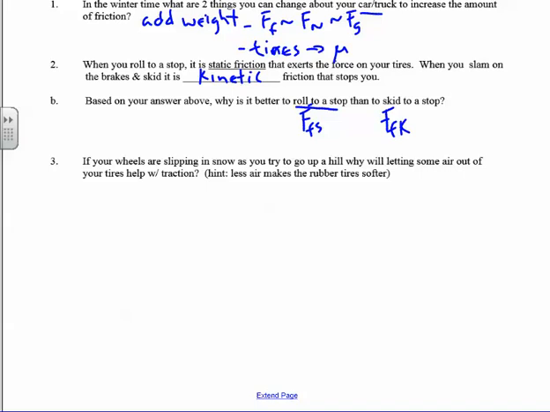And lastly, if your wheels are slipping on snow as you try to go up a hill, why will letting some air out of the tires help your traction? My uncle told me this many years ago. I've never seen it, but I took his word for it. I thought it was surface area, but I knew surface area doesn't matter. What I didn't realize, and then looked up, is that less air in your tires makes your rubber tires softer. So why would that matter? Softer goes towards texture, and texture is really measured by the coefficient of friction. So if your tires are overinflated, they might be a slightly different consistency than underinflated, and underinflated tires give you better grip. And better grip is going to allow you to not slip as much.